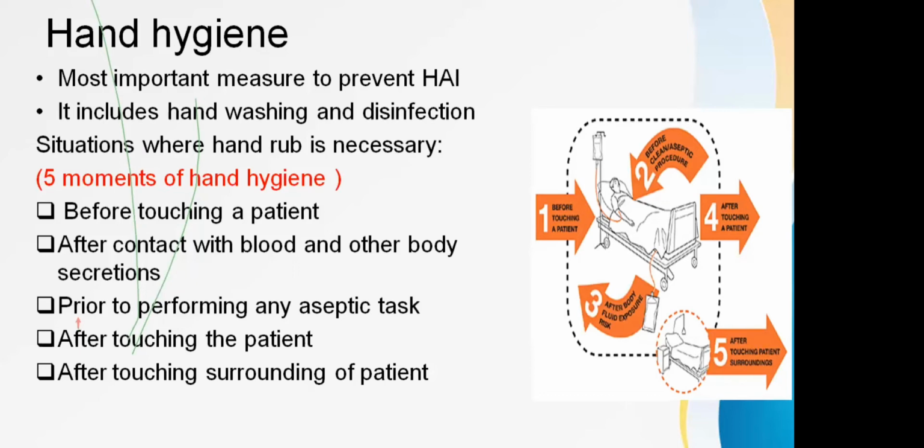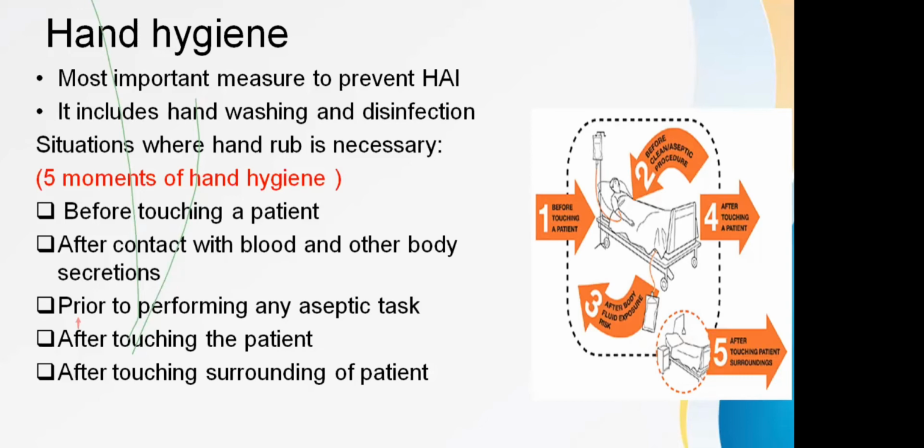The 5 moments of hand hygiene are clearly demarcated by WHO. Firstly, when you are touching the patient. Then after coming in contact with blood or any other body secretions of the patient, at that point of time you are supposed to use a hand rub. Then prior to performing any aseptic task, or if you are manipulating any of the areas of the patient or there is any body fluid exposure, then you definitely need to have a hand rub.